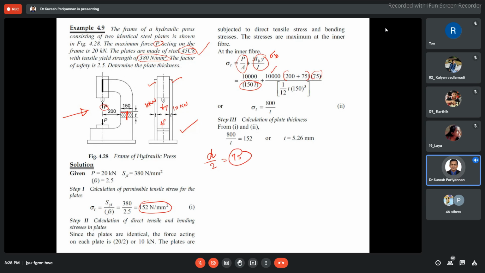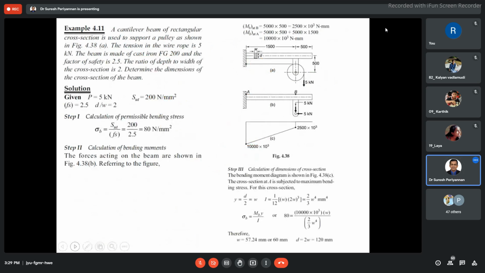Now find I, which is BD cube by 12. Then from this you can find out sigma T. This must be equal to our permissible stress. When you equate this, you are going to find out the thickness of the plate: 5.62 mm.